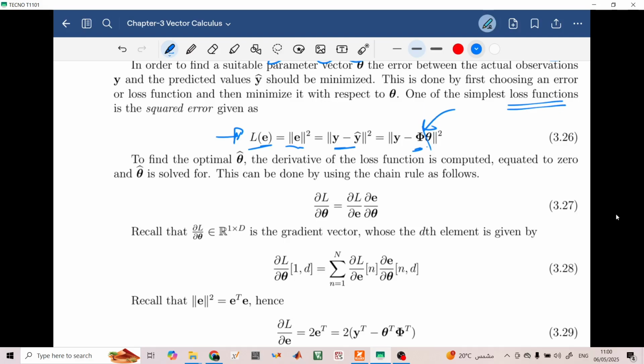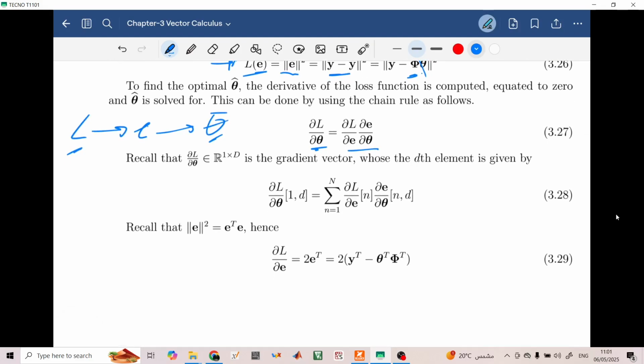So we want to take the derivative of L with respect to theta, right? Theta is the parameter that we want to find. Now here, L, the loss function, is a function of the error, and the error is a function of theta. So you can say it like this: I have L, which is a function of E, and E is a function of theta, right? So if I want to find the derivative of L with respect to theta, I need to use the chain rule, which is simply partial L by partial E times partial E over partial theta.